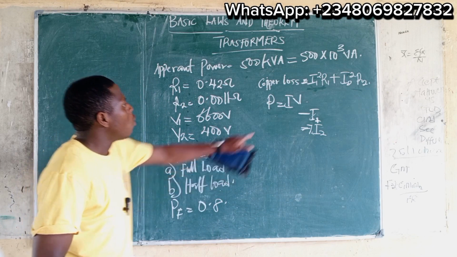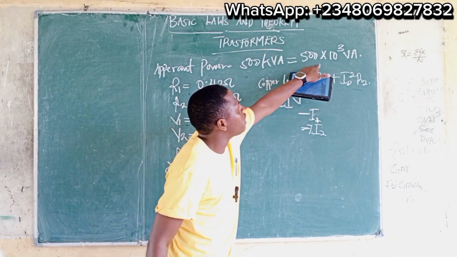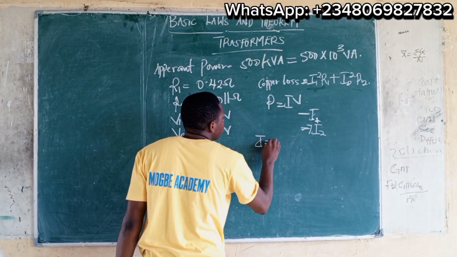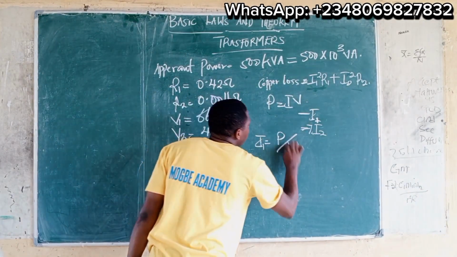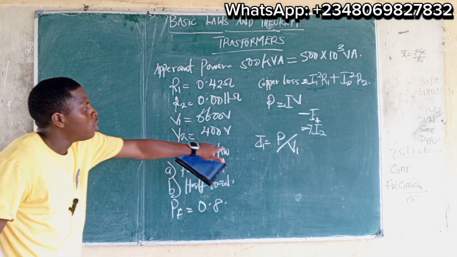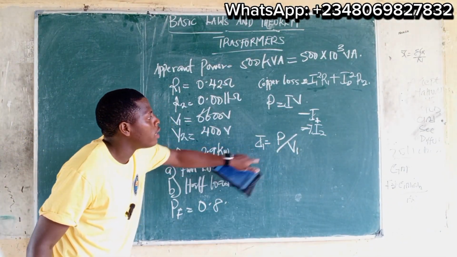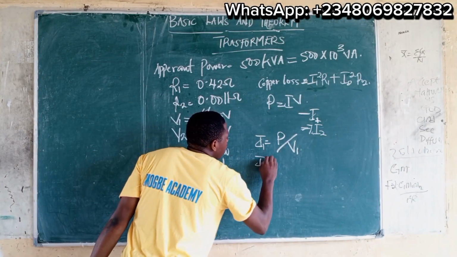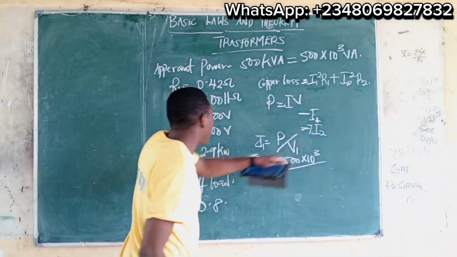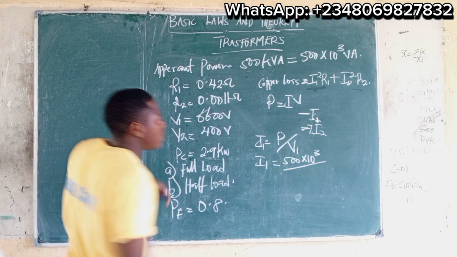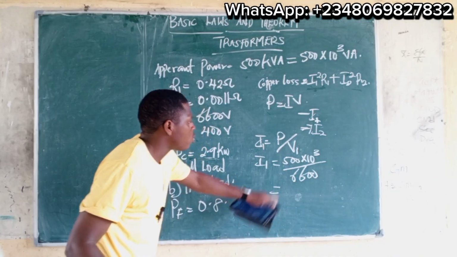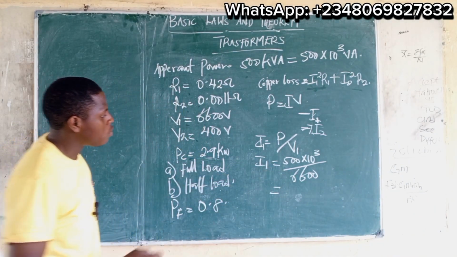So how do we go about it? We know our power here to be 500 times 10 raised to the power of 3. To get I1 from this equation, it will simply be P divided by V1. We already know V1 to be 6,600 volts. So I1 will be 500 times 10 raised to the power of 3 divided by 6600. If you do this simple calculation, what are we going to arrive at?